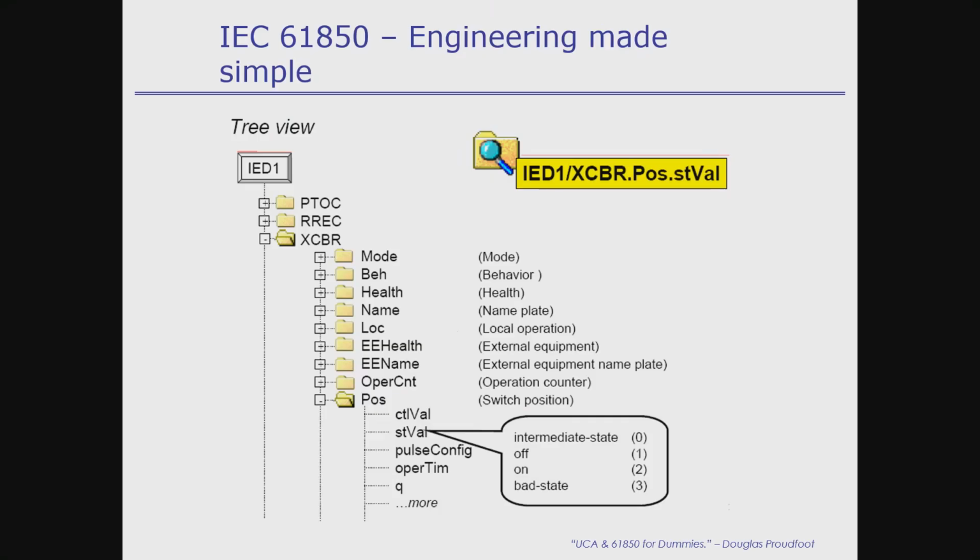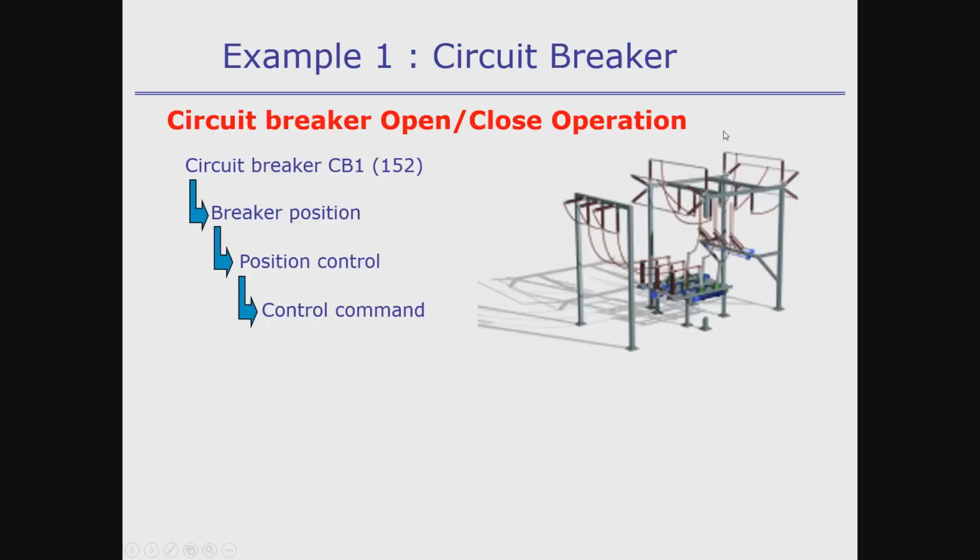Take the position of the breaker, whether it's open or close or bad state or whatever, right? Then all I need to do to access that is say ID1, logical node, position data class, and what is the value, right? I need to just go there. It will return the value to me. So this is how all the possible data in a substation is defined.